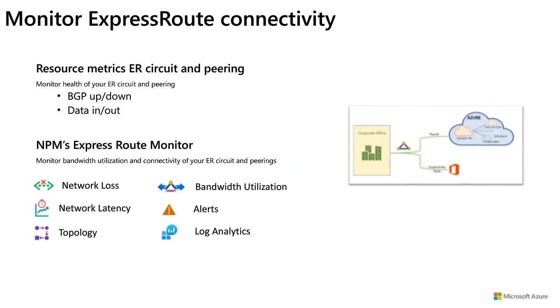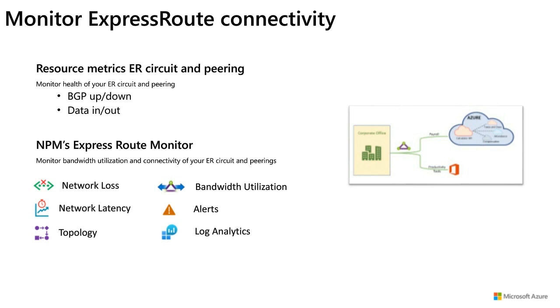We hear a lot of customers interested in monitoring their ExpressRoute setups. If you want to monitor the health of your ExpressRoute circuit, you can use Azure Monitor metrics like BGP up, down, bits in, out, etc. And you can set alerts on them to know whether your circuit is up or not. To monitor connectivity between your sites via an ExpressRoute setup, NPM has a solution called ExpressRoute Monitor, using which you can know loss, latency, and bandwidth utilization of your circuit and your peerings. ERM has a rich topology that decorates the edges, primary and secondary connection, latency, etc. All the data is stored in a Log Analytics workspace, and you can create alerts as well.